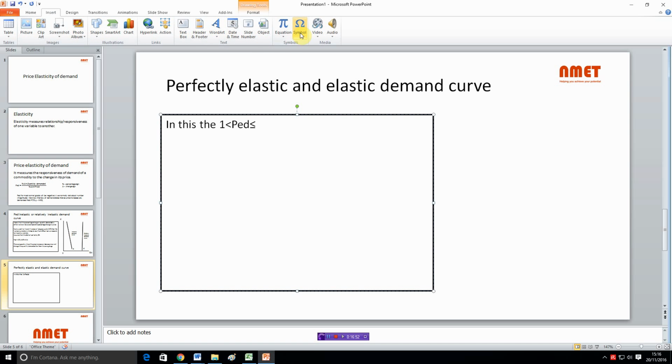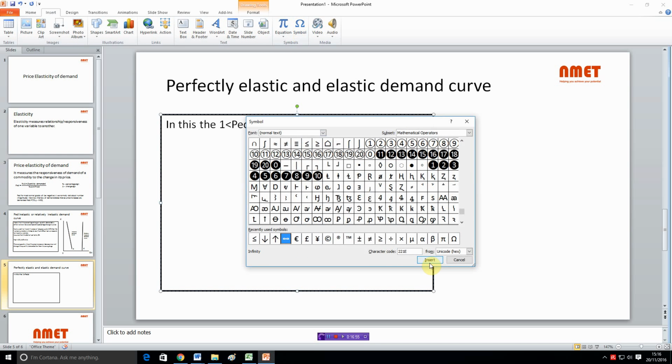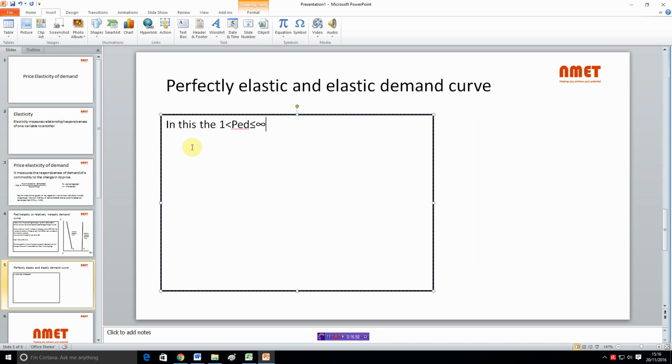I'll have to get this infinity symbol as well, which is here. So what this means is the percentage change in QD is greater than the percentage change in price.